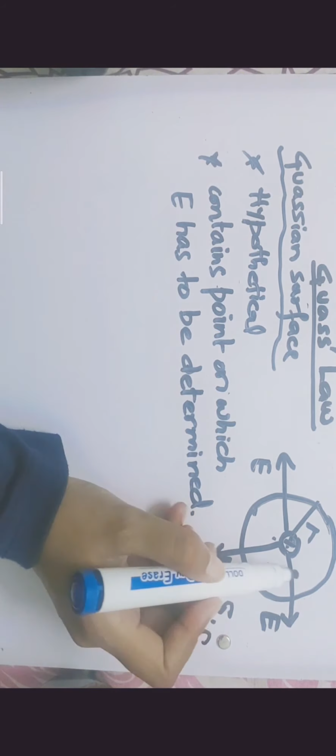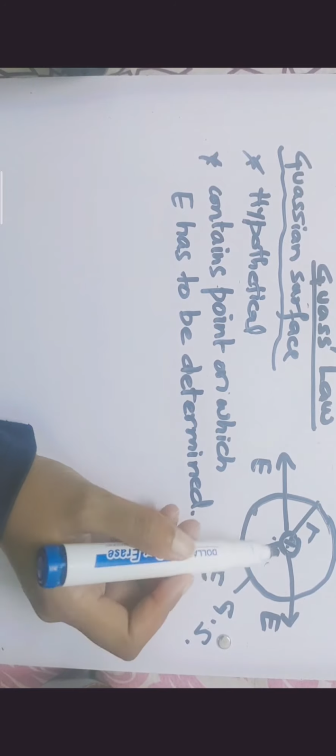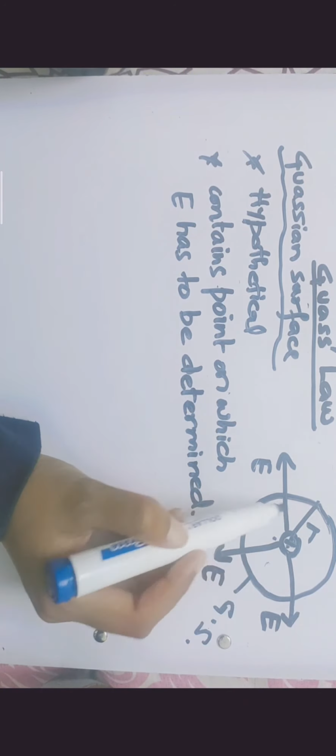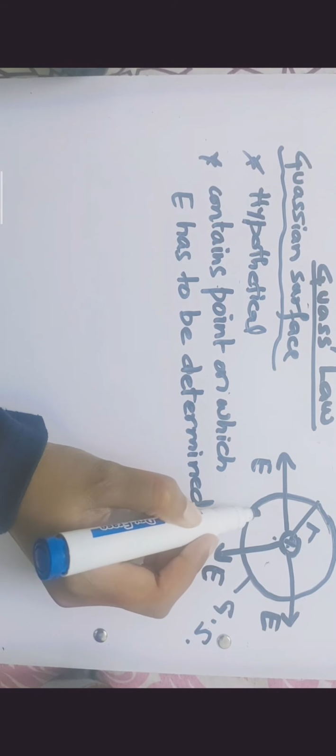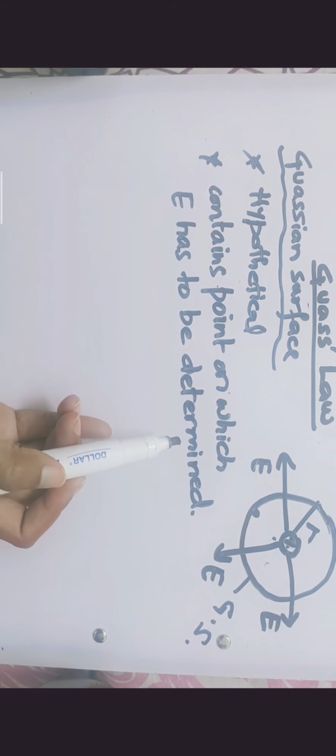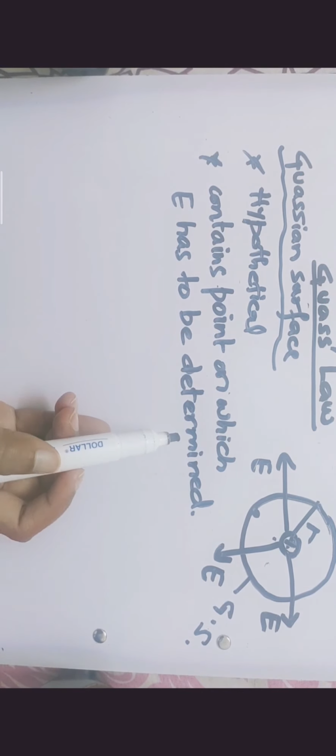I'm continuously taking the name of Gaussian surface, so what is a Gaussian surface? A Gaussian surface is a hypothetical surface, and it contains the point at which E has to be determined. For this, we have taken a charged particle, and there is a dot as well. At this point, we have to determine electric field intensity.